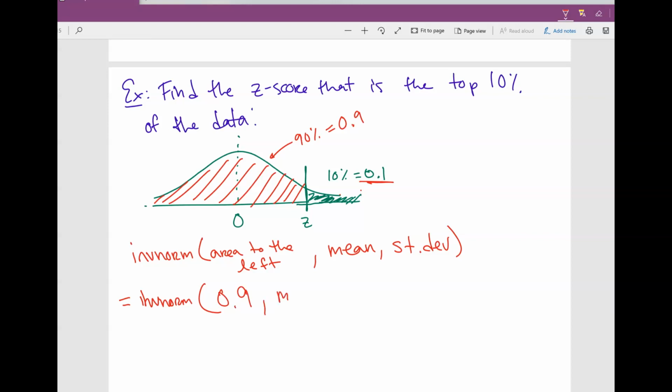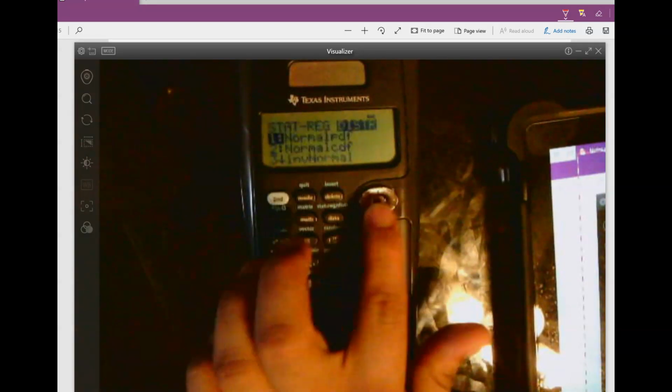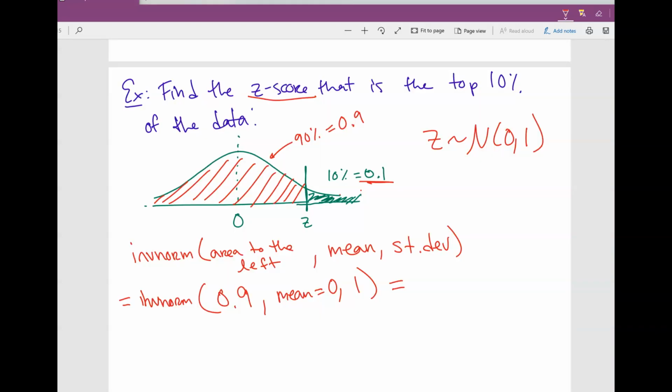The mean in this case is still equal to 0 because we're talking about z-scores, and z-scores are normal with a mean of 0 and a standard deviation of 1. So the standard deviation is equal to 1. We're going to go to our calculator: second data, distributions, go down to inverse normal, and we're going to put 0.9, then 0, and then 1. My answer is equal to 1.28. So a z-score of approximately 1.28. That's what the answer would be.